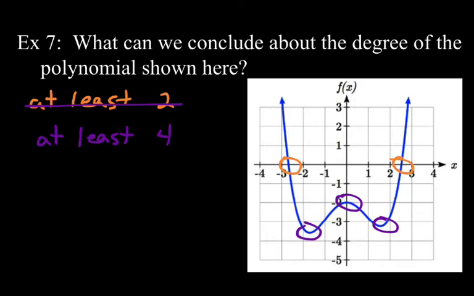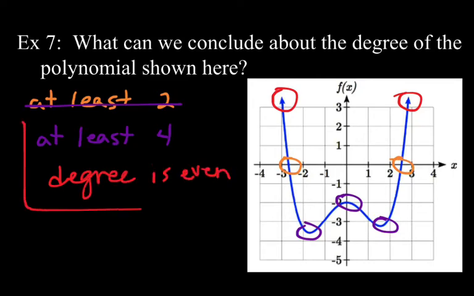And then the other thing, if we really wanted to, we could go back and say we know it's even because the end behavior, they're both going up. So we also know the degree is even. So several things we can get from there. We know it's at least 4 and it's even for this particular graph.